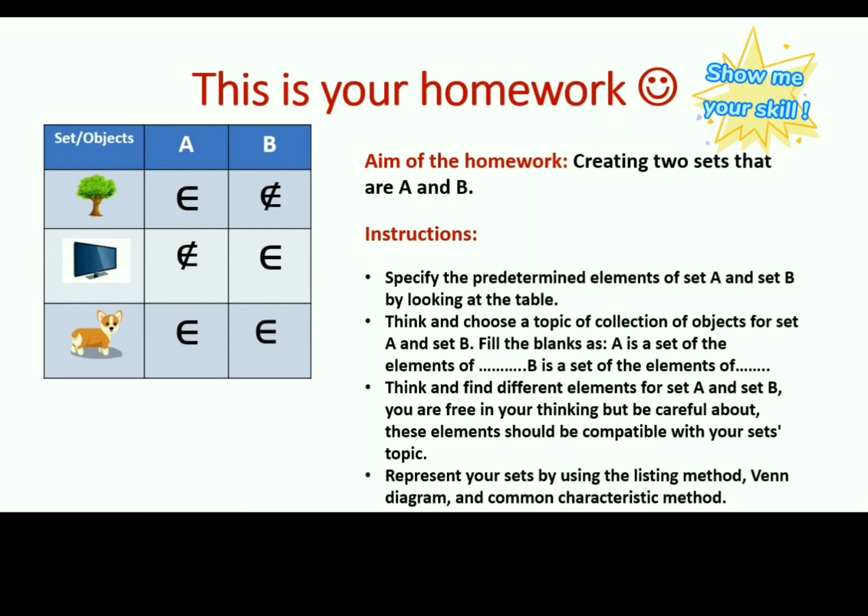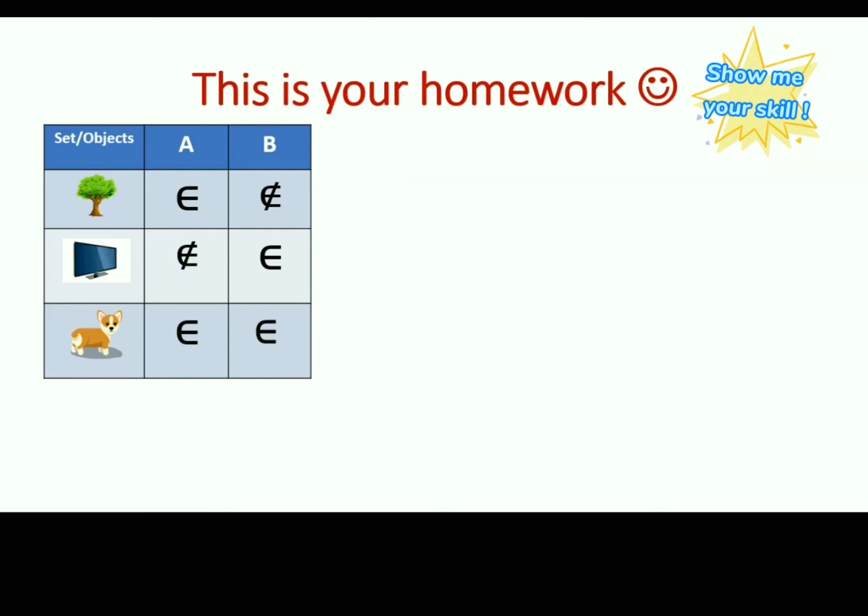I want to explain this table more clearly. In this table, this row shows us the set's name and this column shows us the objects that are elements or non-elements of set A and set B. The objects are a tree, a television, and a dog. Now, how will you read this table?